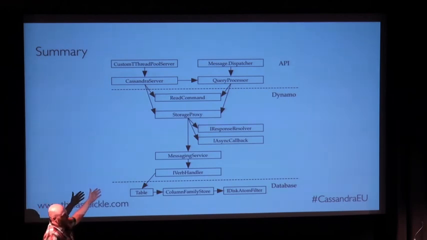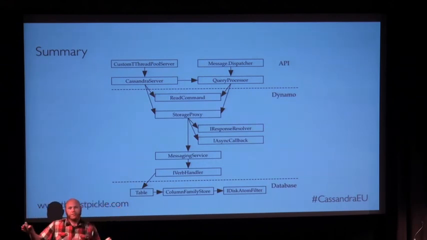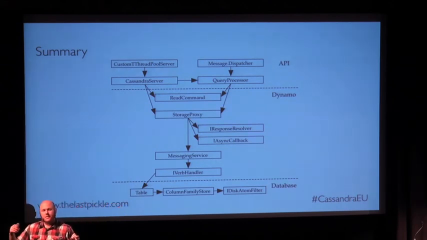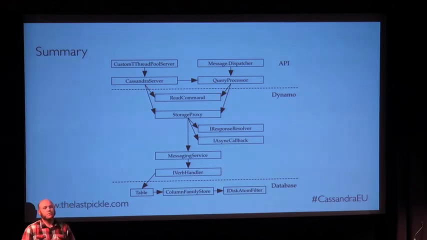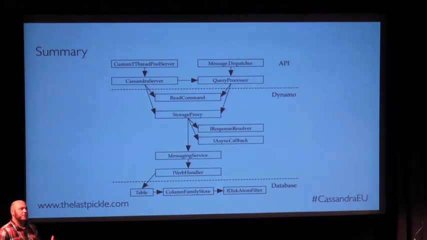So your request comes in, custom thread pool server, or the message dispatcher, and then down to the query processor, or down to the Cassandra server and onto the query processor. Either way, we create read commands, hand the read commands down to the storage proxy. Storage proxy uses the storage service to work out what nodes we should go to. It constructs a response resolver, uses that to construct a read callback, generates messages from our read command and uses those with the read callback to make calls to the message service. Message service delivers those messages onto the local and remote nodes.